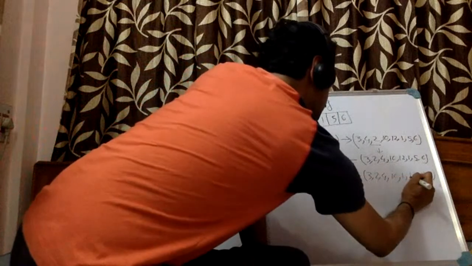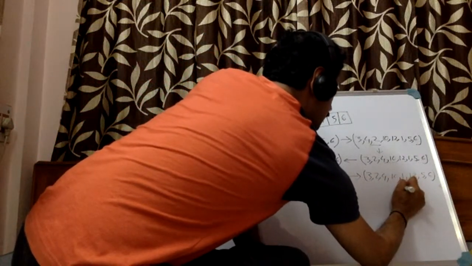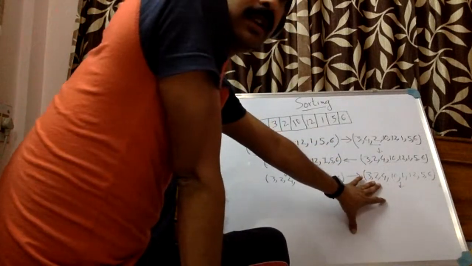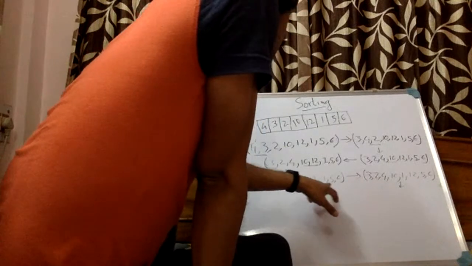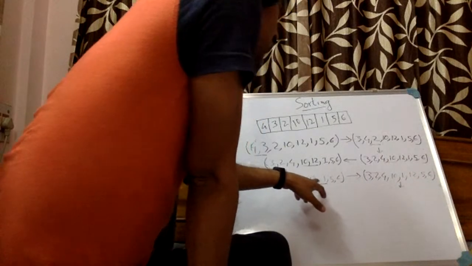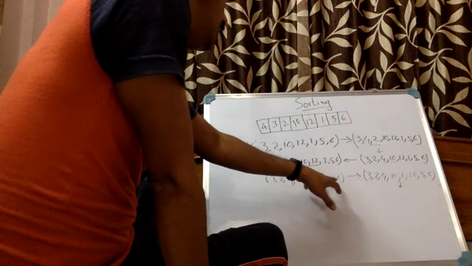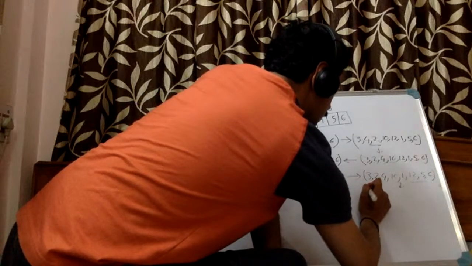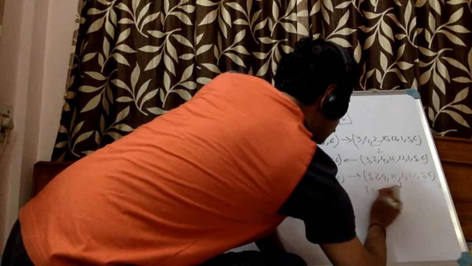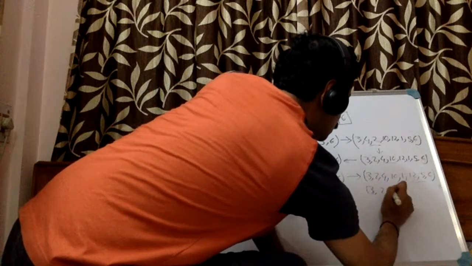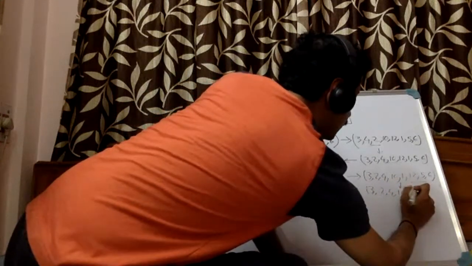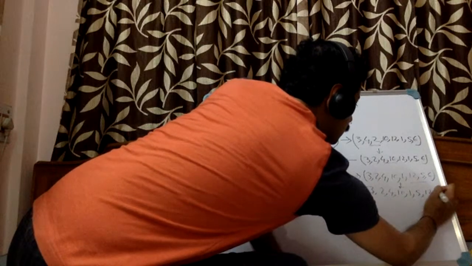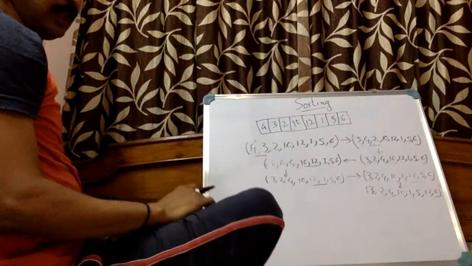12, 1. So this is what we have after this particular step. Okay, so now we have to move. We have done the exchange, the swap between 12 and 1, so it becomes 1, 12. So what will be the resultant list? It will be 3, 2, 4, 10, 1, 5, 12, 6. Okay, it's very simple.